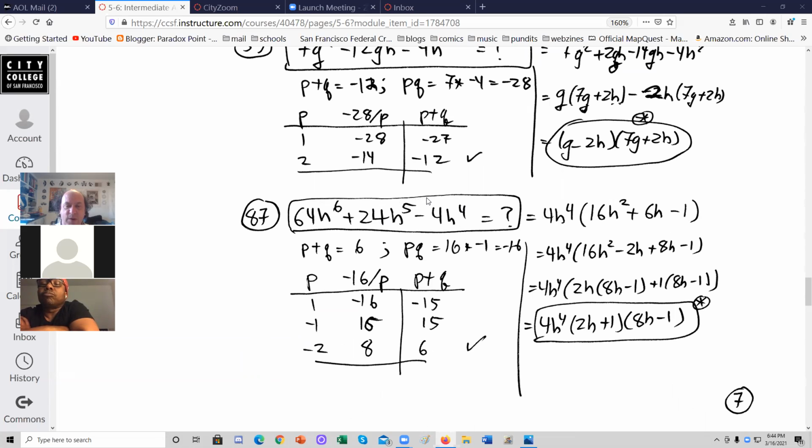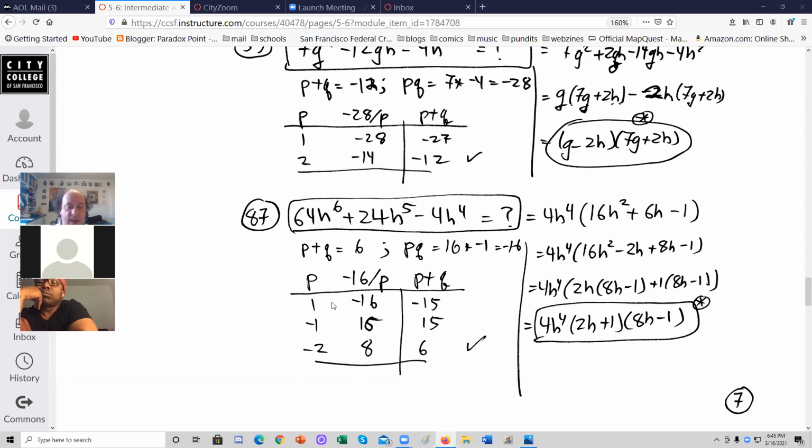And 64, 24, and 4 are divisible by 4, so pull that out. And we divide each of these terms by 4h to the 4th. We're left with 16h to the 2nd plus 6h minus 1. Now this is what we use the AC method on. We need a P and Q whose sum is 6, like this, and whose product is 16 times negative 1, which is negative 16.